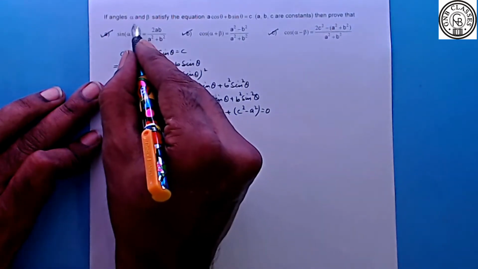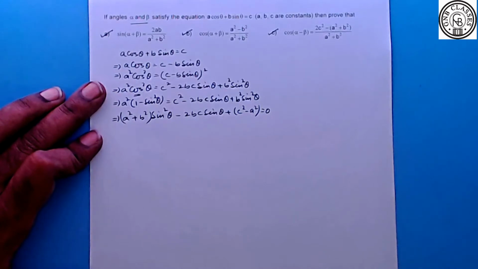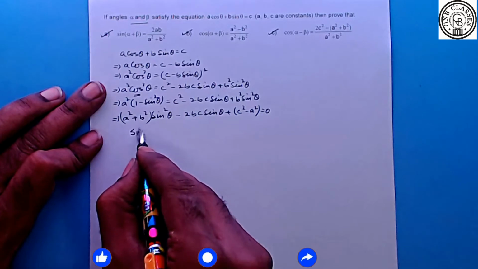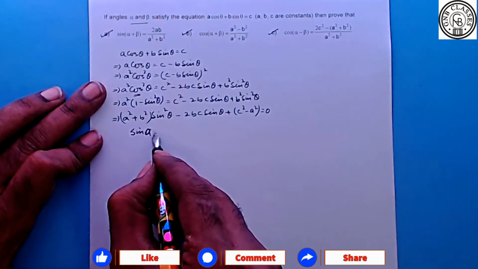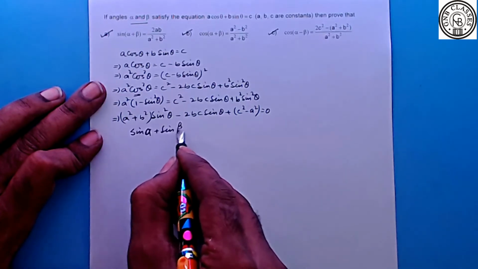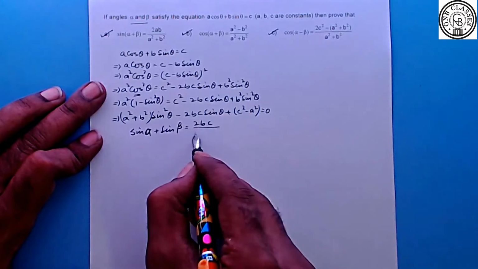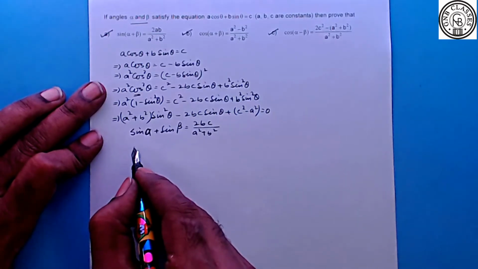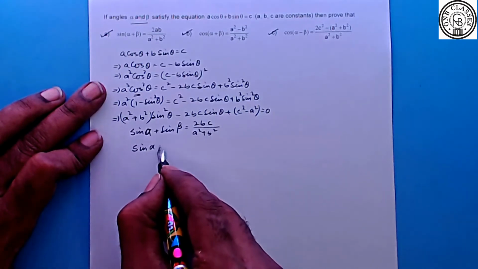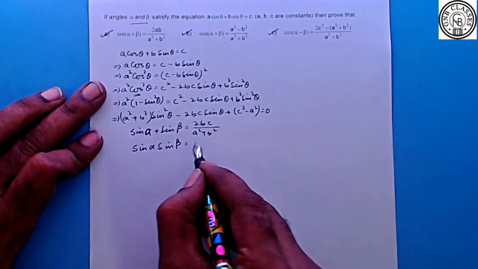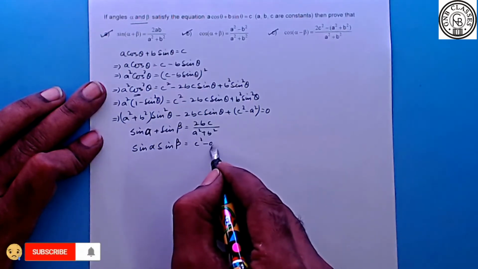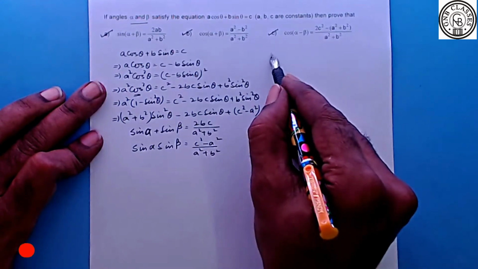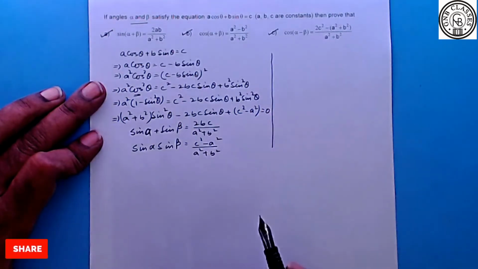Since alpha and beta are the two values of theta for this equation, we can write sin alpha plus sin beta is 2bc by (a square plus b square). These are all basics from your quadratic equation, and the product of two roots, sin alpha sin beta, is (c square minus a square) by (a square plus b square). Is it clear? So this is one calculation, and we will do another calculation.